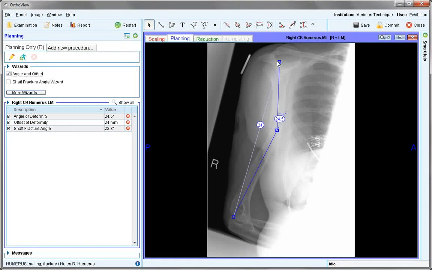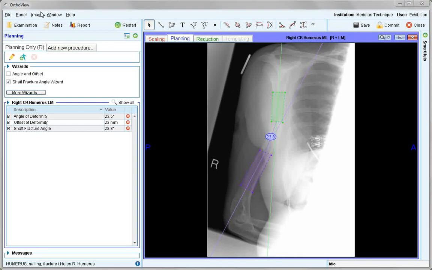Angle and offset allows the user to adjust the two components of the wizard to outline the long axis of, for example, the fractured segments of the humerus, and shows the offset. Shaft fracture angle does a similar job but allows exact identification of the cortex of both fragments of bone and gives the angle. Measurements can be saved or committed as needed. They're shown here in the report panel on the left, and that completes the tutorial on other deformity wizards.